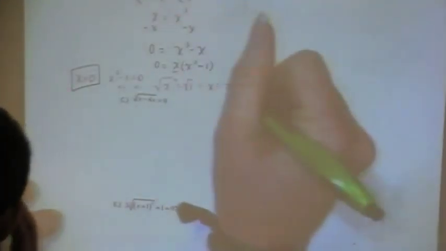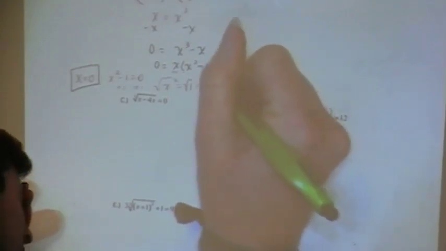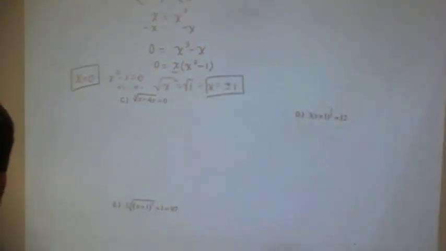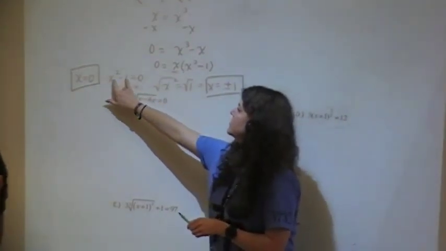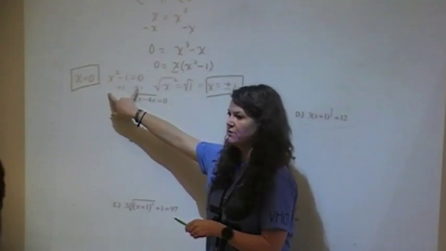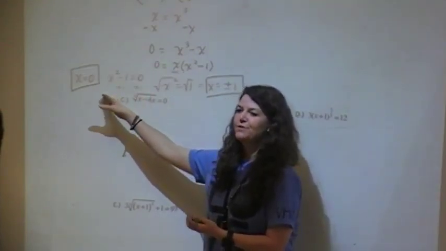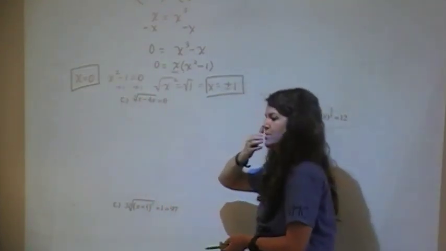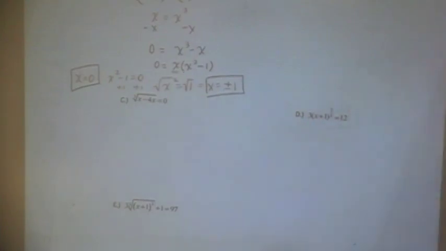So this particular one has 3 answers. I have the answer x equals 0, and then I have x equals positive and negative 1. Are we okay so far? Pretty easy? So if you had recognized right here that this was a difference of 2 perfect squares, and you'd have factored it further into x minus 1, x plus 1, you still would have gotten x equals 1 and x equals negative 1. So, 2 ways to get the same thing.